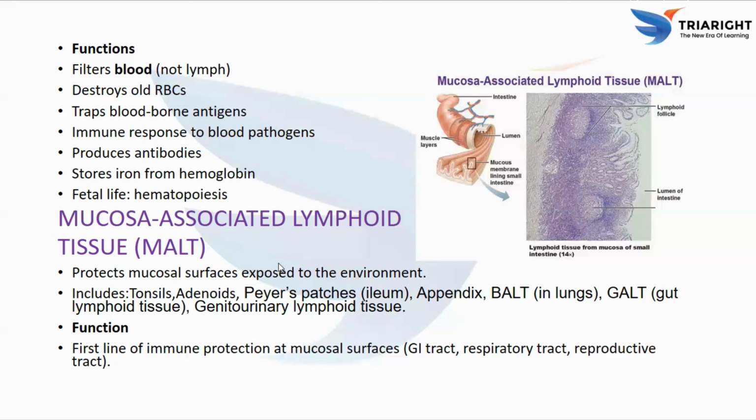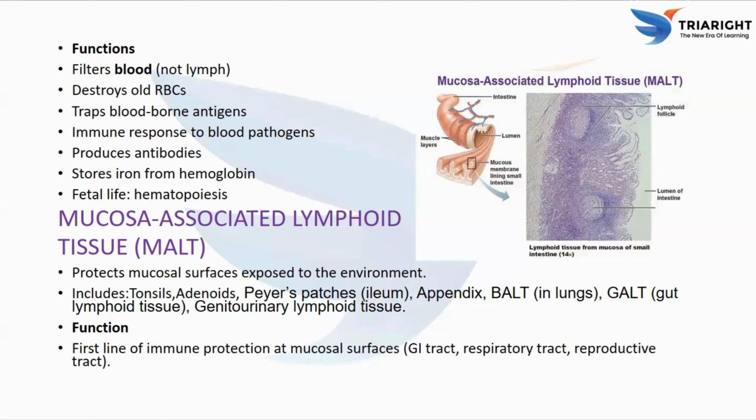The next secondary lymphoid organ is mucosa associated lymphoid tissue, nothing but MALT. So what is MALT? It is a collection of immune tissues which are found in mucosal surfaces. What do you mean by mucosal surface? The moist linings that come in contact with the external environment. These are the places where germs enter the body.